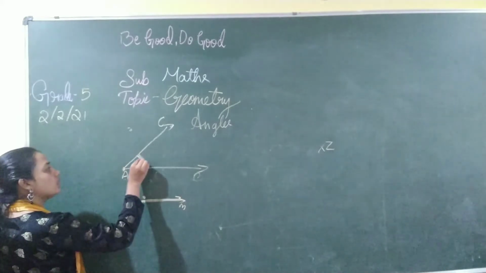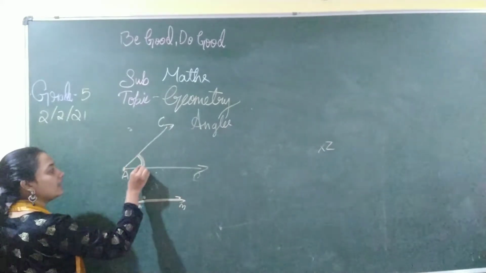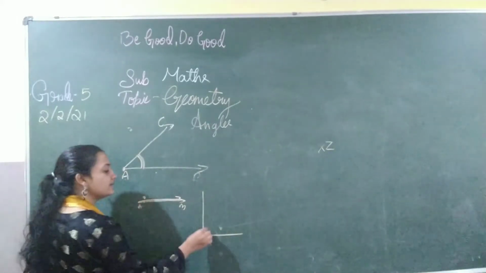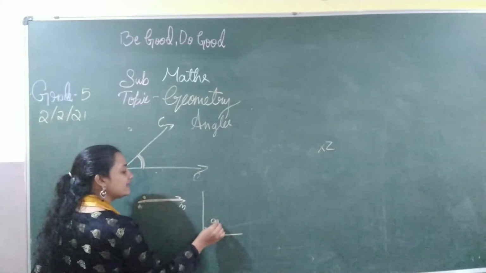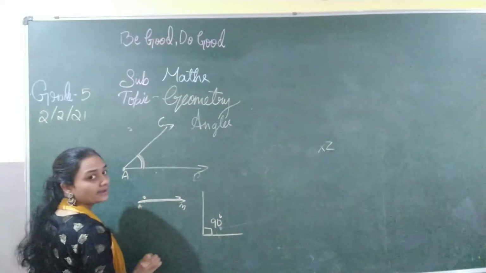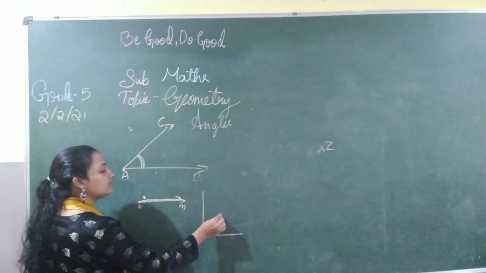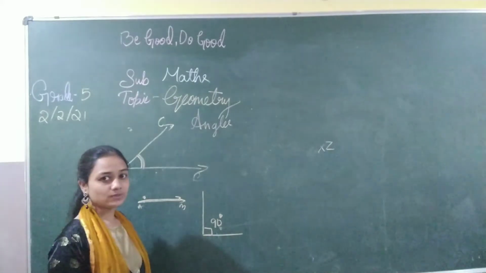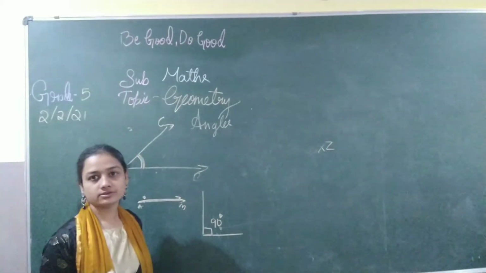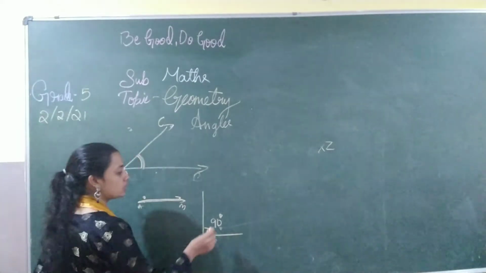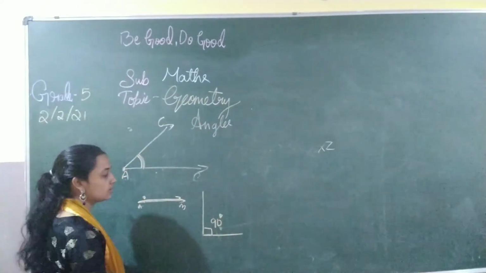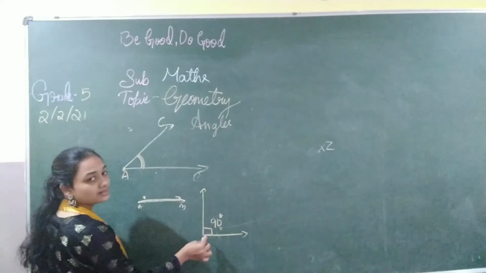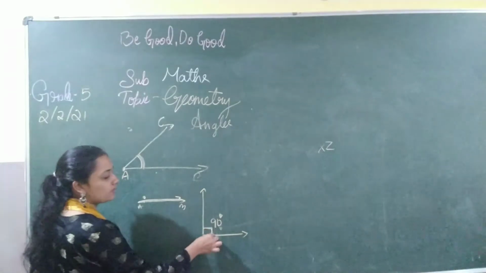And as it goes, it increases. Okay? And when you have an L shape like this, it means you have a 90 degree angle. Angles are always measured in degrees. Now lines you measure in centimeters, meters, right? Just like that, angles are always measured in degrees. So when you have an L shape like this, you say this 90 degree is formed.